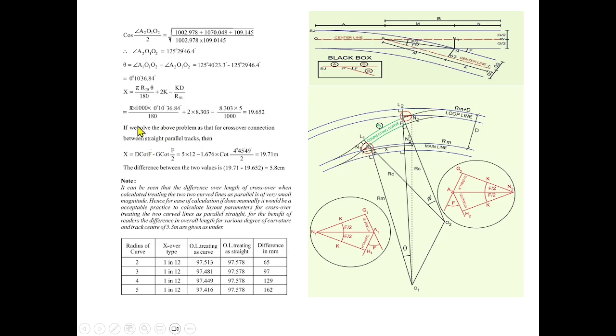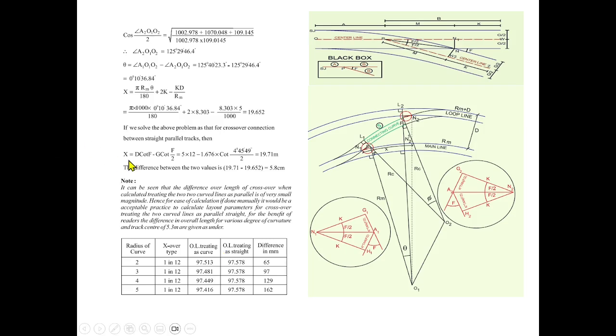You can see here, in case of the curved parallel tracks crossover, the x distance is about 19.652. But when you consider straight parallel tracks and introduce a crossover, the x distance comes around 19.71. Okay, so the difference is only 5.8. So it's only meager. That is why you can straight away consider a straight parallel track, introduce a crossover, and further find out the x distance.